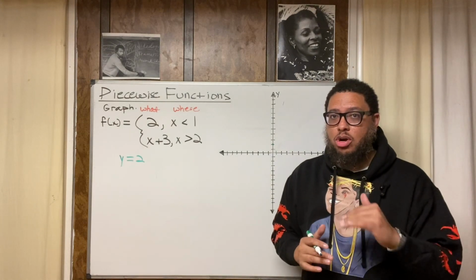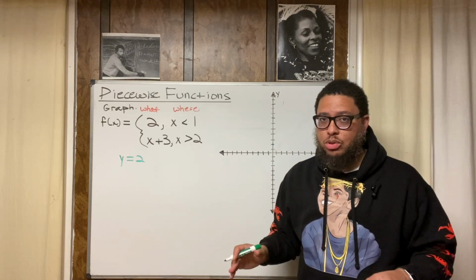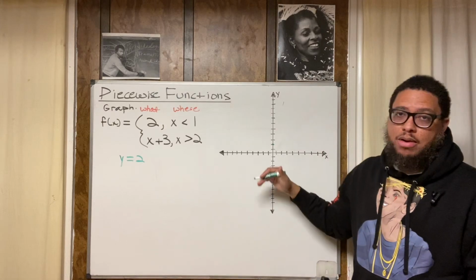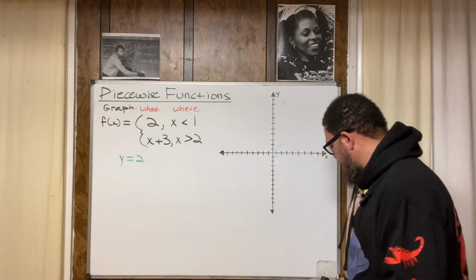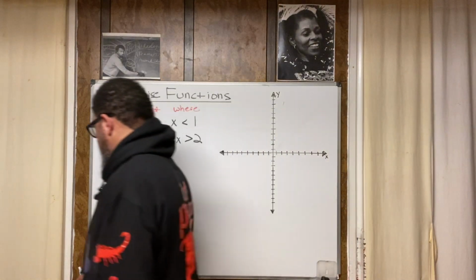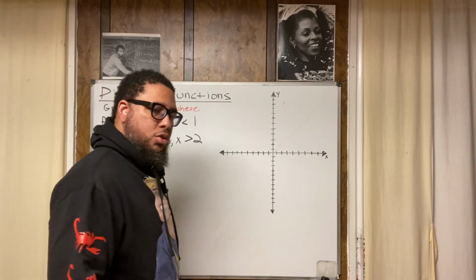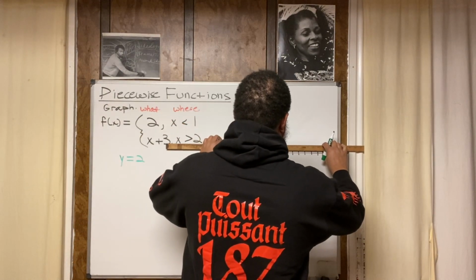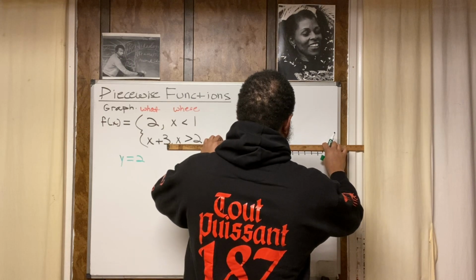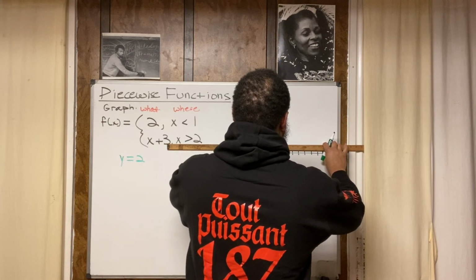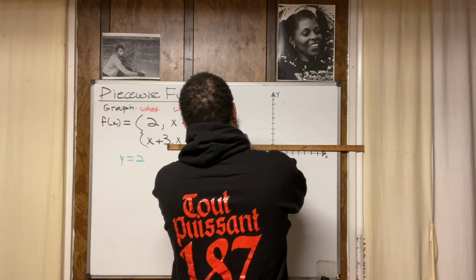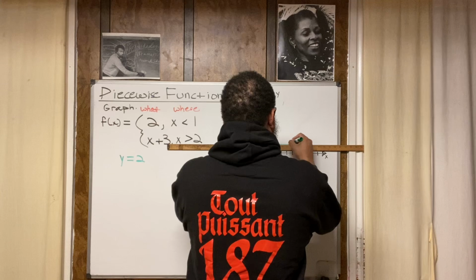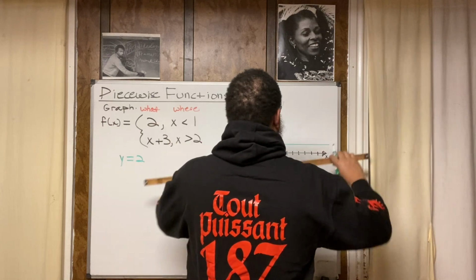Make sure you know what the word horizontal means. Horizontal is not diagonal. It's not vertical. It's horizontal, like the x-axis. It's going to be parallel to the x-axis. So what we do is we take our ruler, and we draw a horizontal line through y equals 2.